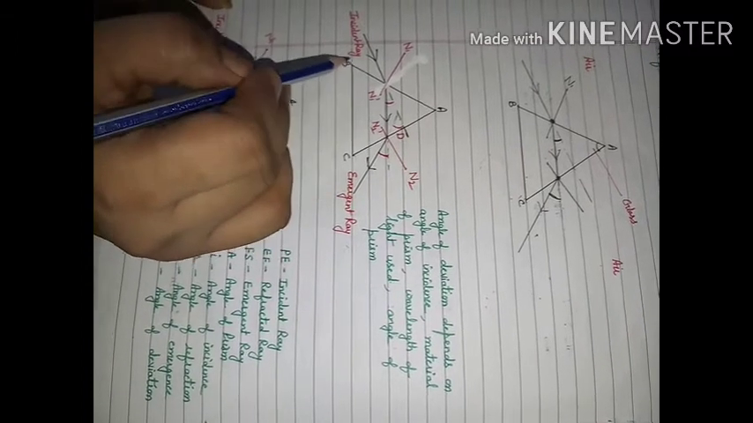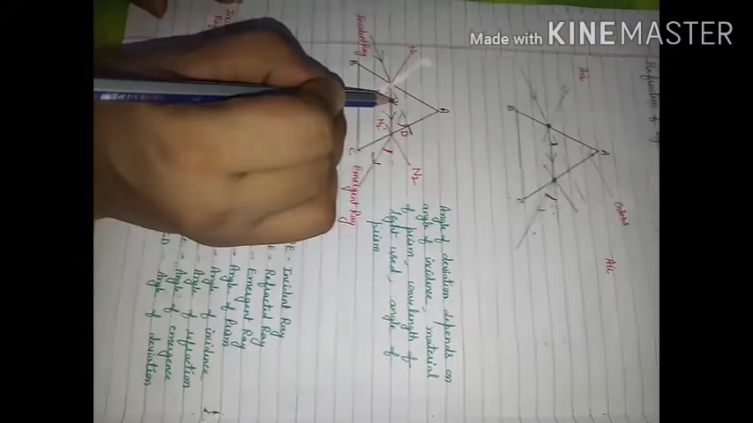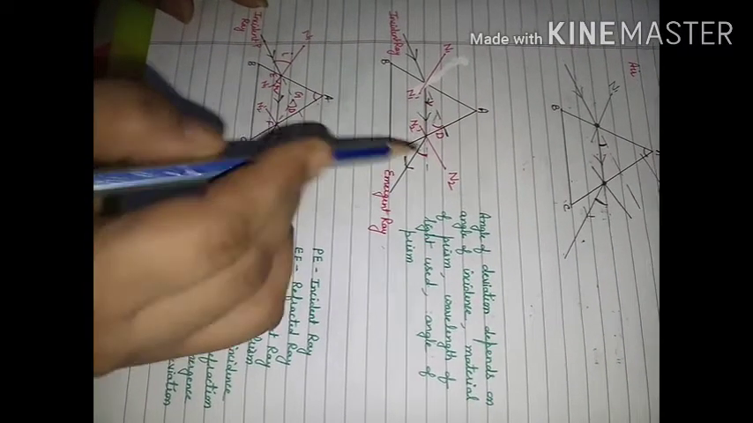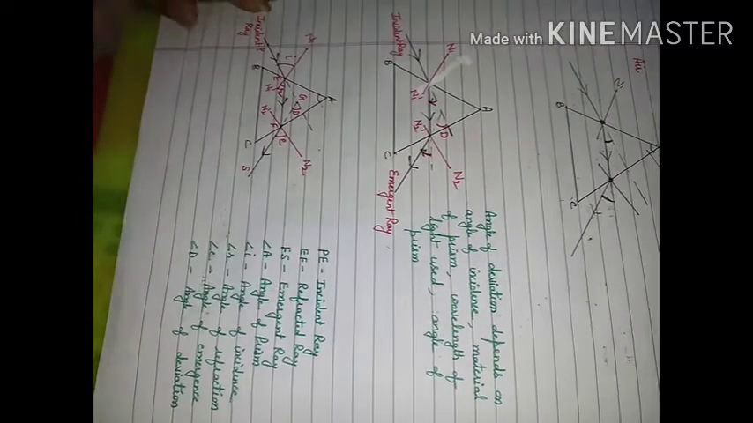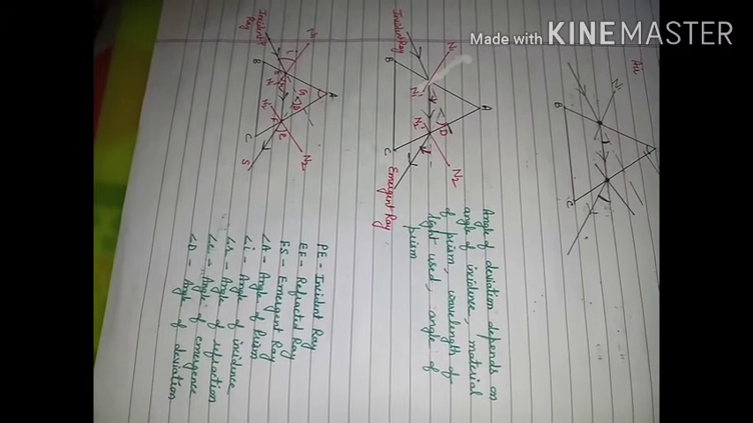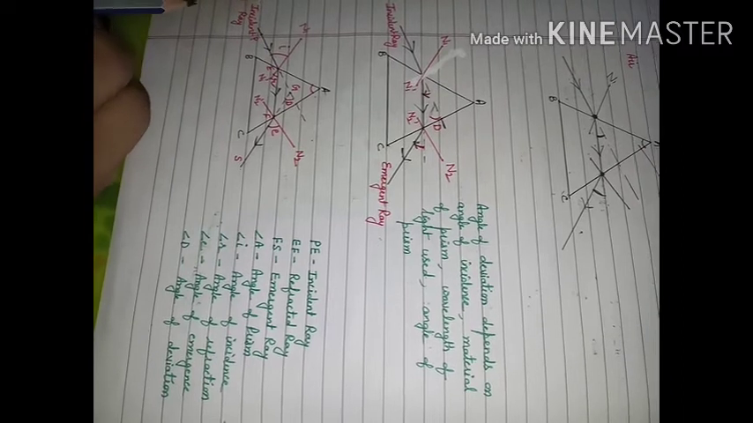On falling on face AB, this ray of light is suffering this much deviation. On falling on face AC, the ray of light is suffering this much deviation. So what is the total deviation suffered by the ray of light? For this, we will see the angle between the emergent ray and the incident ray.